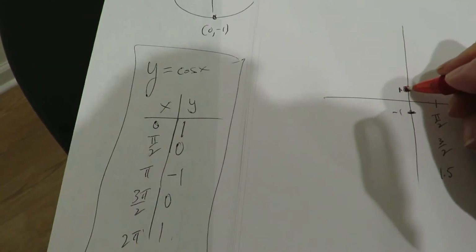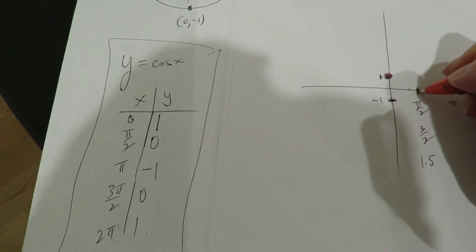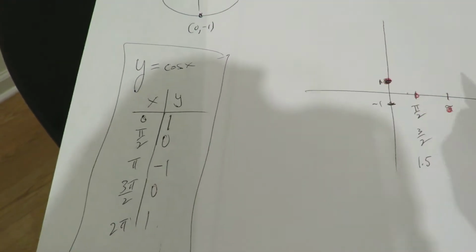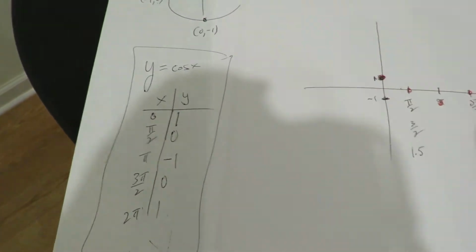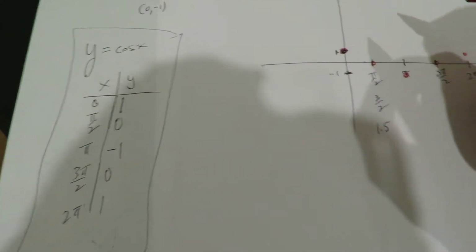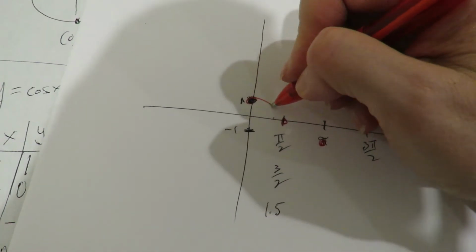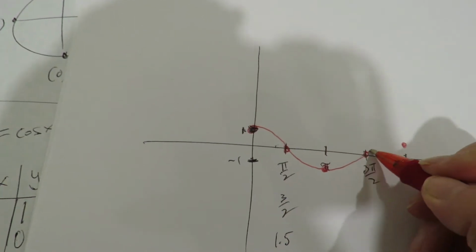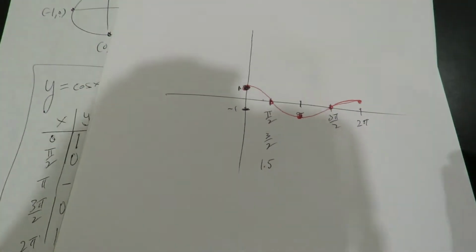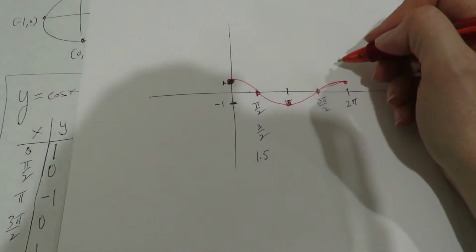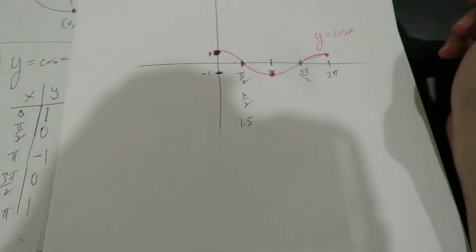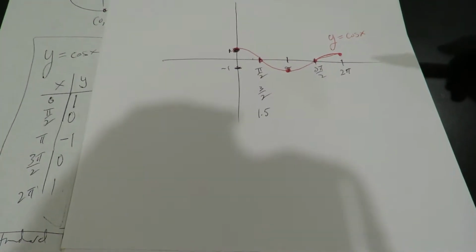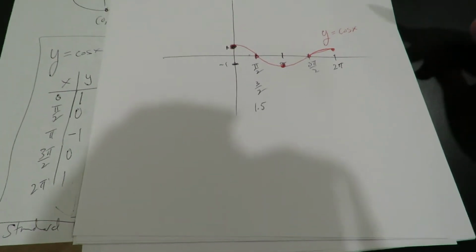So at 0, I'm at 1. At pi over 2, I'm at 0. At pi, I'm at -1. At 3 pi over 2, I'm back at 0. And at 2 pi, I'm at 1. And I'm going to connect these dots. We would say that this is one period or one cycle of cosine x. After one cycle, it just repeats the wave. It's just going to repeat the pattern.